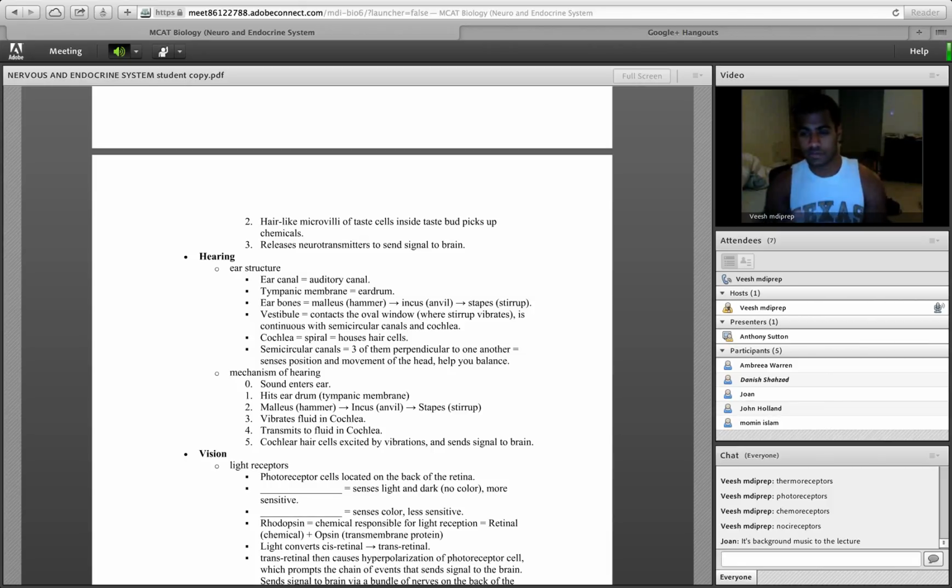So all these different terms, I think the extent to which you have to know them is just know that they're a part of your hearing sense. They're in your ear. Like the cochlea, that's the little spiral thing in your ear, and that's where there are going to be hair cells. And the semicircular canals are involved in your balance. There are 3 of them, all perpendicular to one another, and they sense the position and movement of your head, and they allow you to balance.